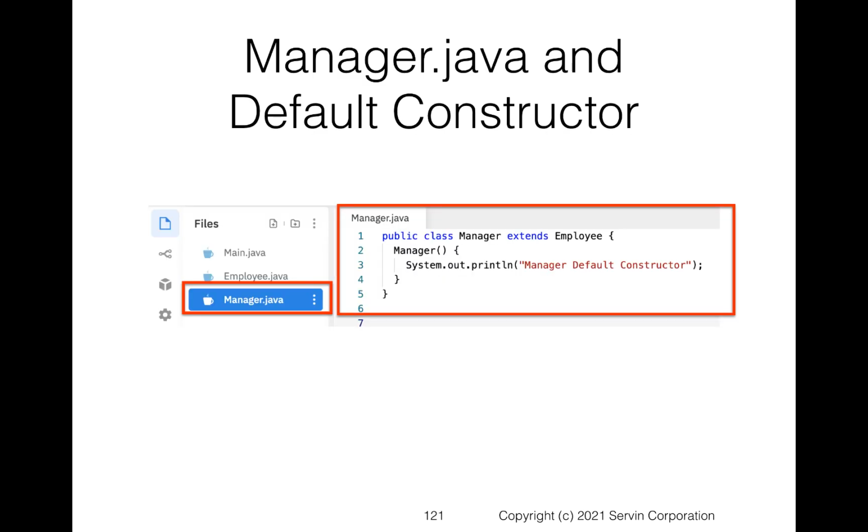To demonstrate this, let's have a Manager.java. Notice I create a new file, Manager.java, and at line number 1, public class manager, however, I say extends employee. This tells us that the manager class is going to pick up everything from the employee class. It'll also pick up everything from the object class, and in this case, we'll have a single constructor at line number 2, and just say system.out.println and show the constructor, basically the default constructor.